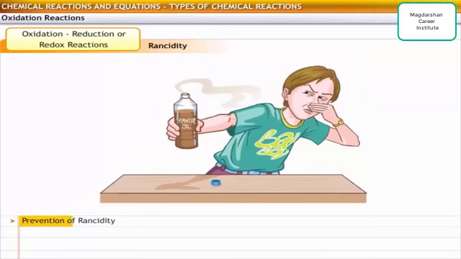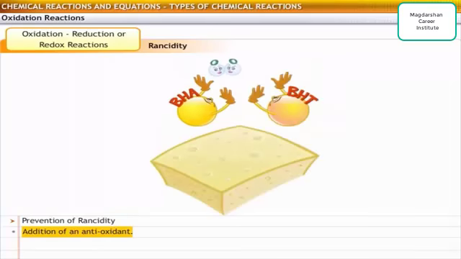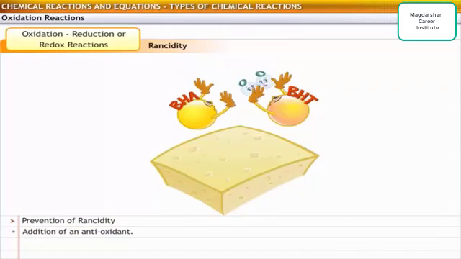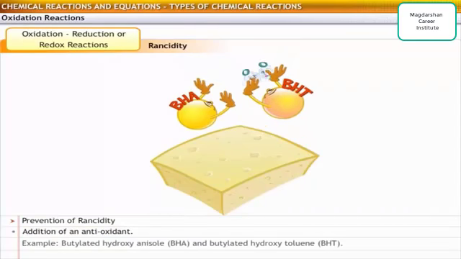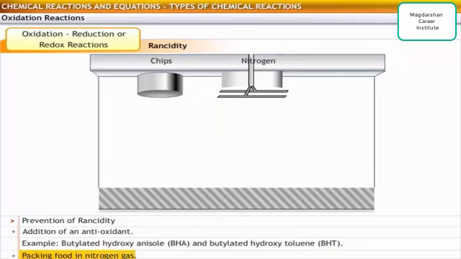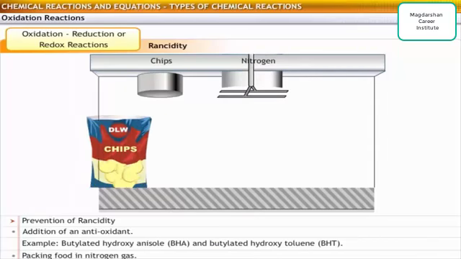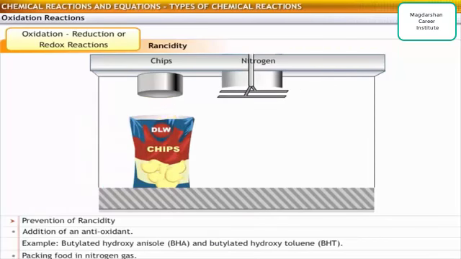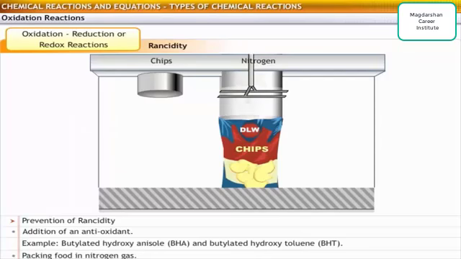Two ways to protect food from rancidity are addition of an antioxidant. An antioxidant is a substance that prevents oxidation. Two common antioxidants used in food are butylated hydroxyanisole (BHA) and butylated hydroxytoluene (BHT). By packing food in nitrogen gas, nitrogen prevents oxidation of food. For example, rancidity in potato chips can be prevented by flushing the bags with nitrogen while packing.